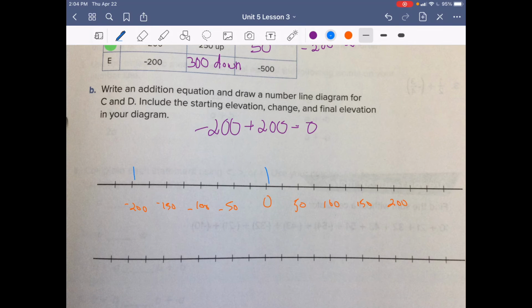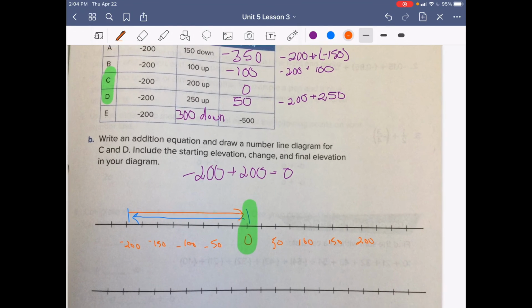So I'm going to show my negative 200 feet. And then we changed our elevation going in the opposite direction, up 200 feet, to have a final answer of 0. Nice work. I want you to try doing D on your own. Letter D.